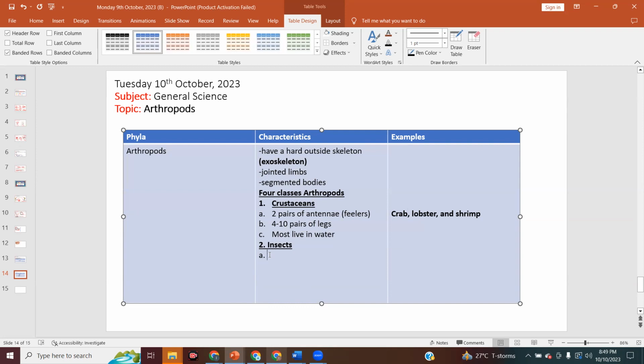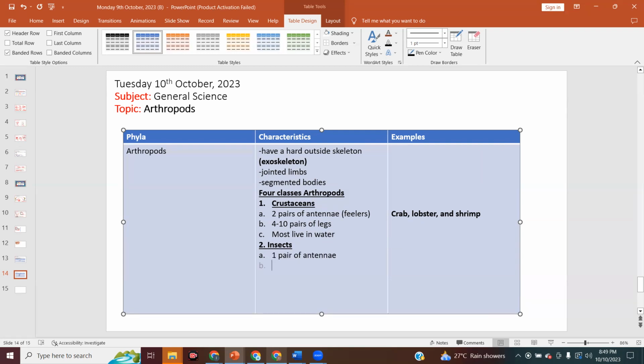All right. So let's look at insects. How many pairs of antennas do they have? 1 pair of antennas. They have 3 pairs of legs. That's crazy, to have 3 pairs of legs. So if you have 3 pairs of legs, how many legs do you have? 6. 6, right?